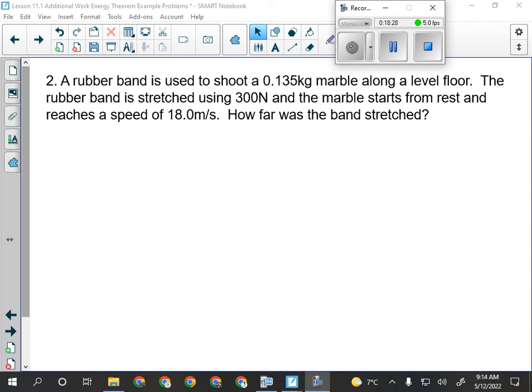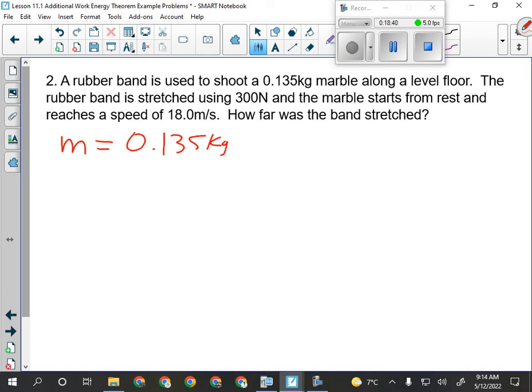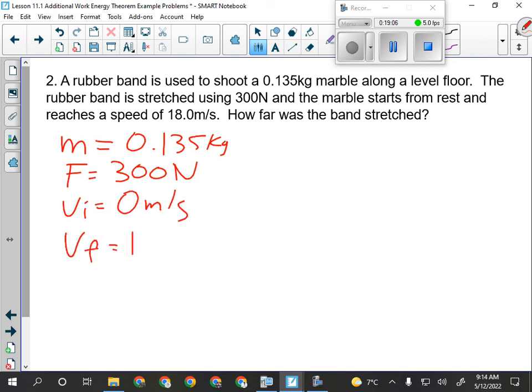Okay, let's go over this one. So we have a rubber band that's used to shoot a 0.135 kilogram marble. So they just gave us mass, 0.135 kilograms, along a level floor. Okay, as soon as they say it's level, what's not changing? Height. Okay, so what kind of energy is changing here? Kinetic, okay? Plus they tell me that it changes from rest to 18, so okay, that's kind of a dead giveaway as well. All right, we know the force used is 300 newtons, okay? And we know that it starts from an initial speed of 0 meters per second to a final speed of 18 meters per second, okay? That's the information that we were given.